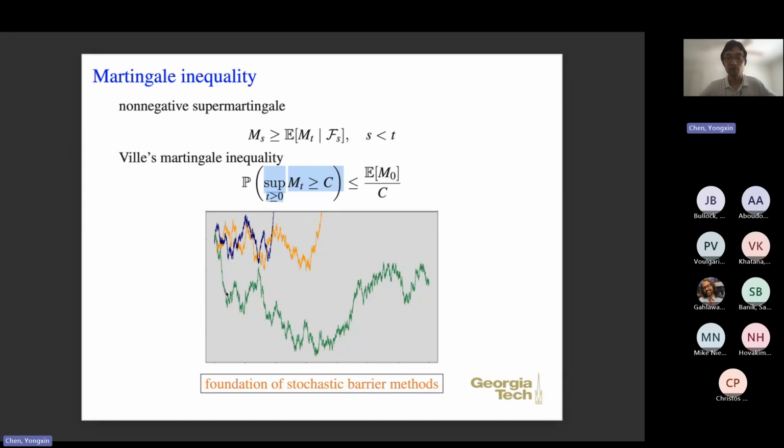So this is actually the foundation for what people call the stochastic barrier method. Almost all the safety guarantees on the trajectory level of a stochastic system are based on this inequality. We are going to do the same, but our strategy is very different, because the previous method needs to design a very complicated barrier function. Normally it's computationally infeasible to design this barrier function, whereas in our method we don't have to do this.